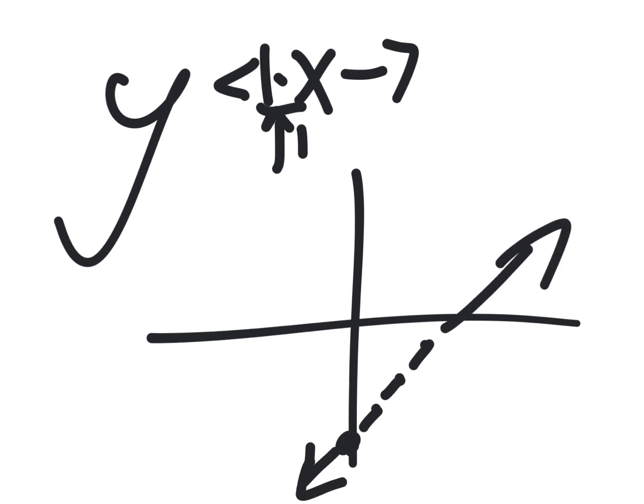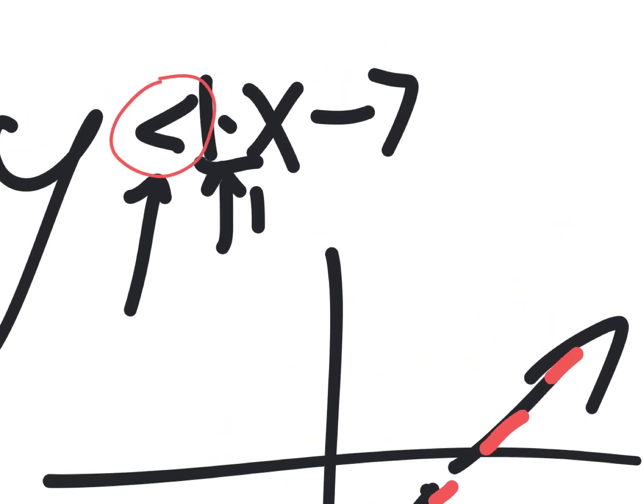There we go. Now, should it be a dotted line? Yes, it should. Did anybody remember that deal where if this is just a less than, then the line itself should be dotted? Anybody know that? Nice. But a lot of people didn't. And that's going to happen on your test. Wait, why is it dotted? Because there's got to be a difference between less than and equal to, right? The things that are on the line don't work on this kind.